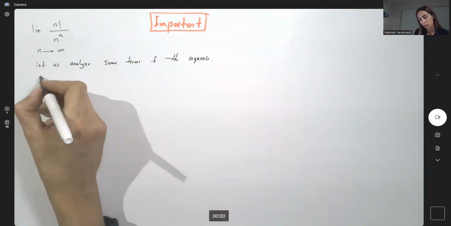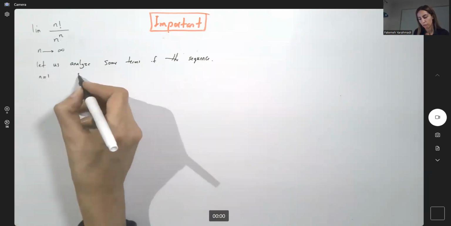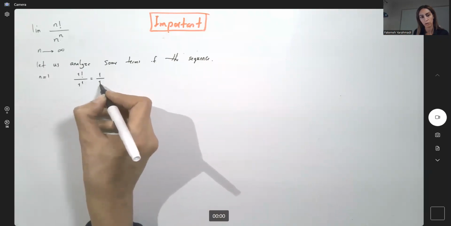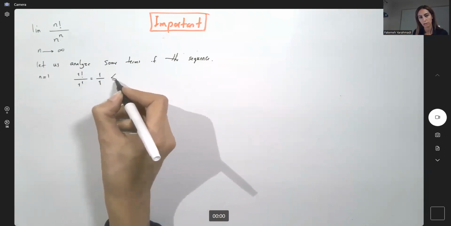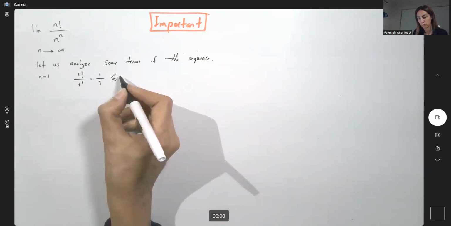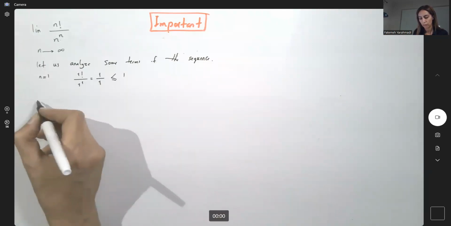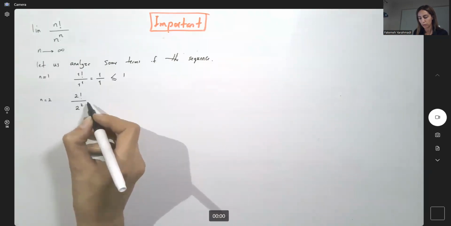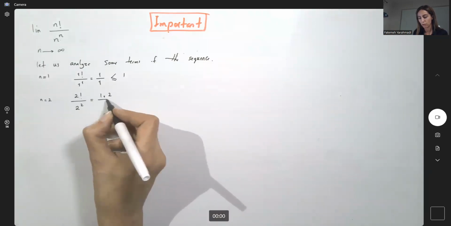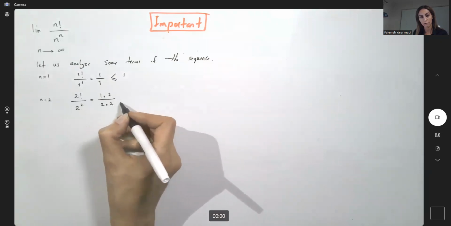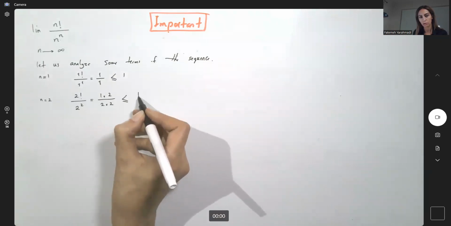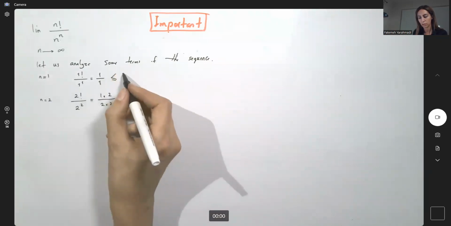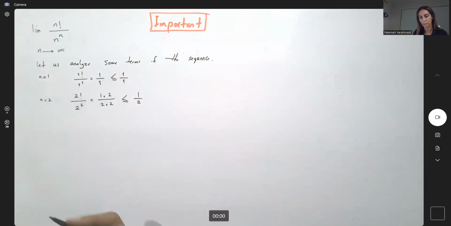So when n is equal to 1, what do we have? We have 1 factorial divided by 1 to power 1, or 1 over 1, which is less than or equal to 1 over 1, or 1, right? If n is equal to 2, what do we have? We have 2 factorial divided by 2 to power 2, or 1 times 2 divided by 2 times 2, or a half, which is less than or equal to a half. So far I have 1 over 1. Now write it this way so you can see the pattern.